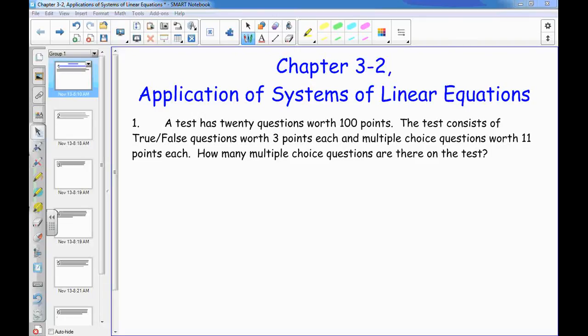Chapter 3.2, Applications of Systems of Linear Equations. This is what the worksheet's over for tonight. It's a mic, yeah. Now, this is number 1. All right, you guys already have this downloaded? It's not.